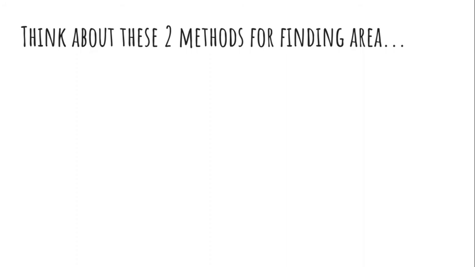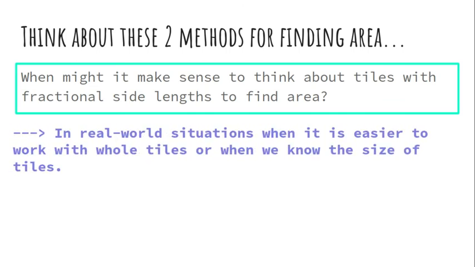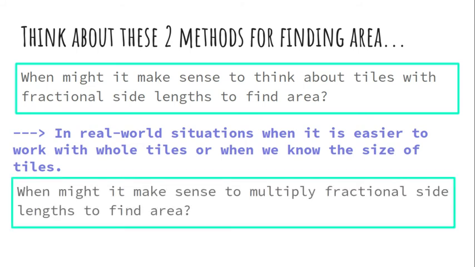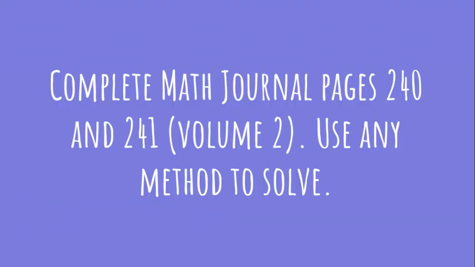Think about these two methods for finding the area of a rectangle. When might it make sense to think about tiles with fractional side lengths to find the area? We could think about tiles in real-world situations when it is easier to work with whole tiles or when we know the size of tiles. Sometimes, though, it might make sense to just multiply the fractional side lengths to find the area. This comes in handy when we just need to know the area in square units.